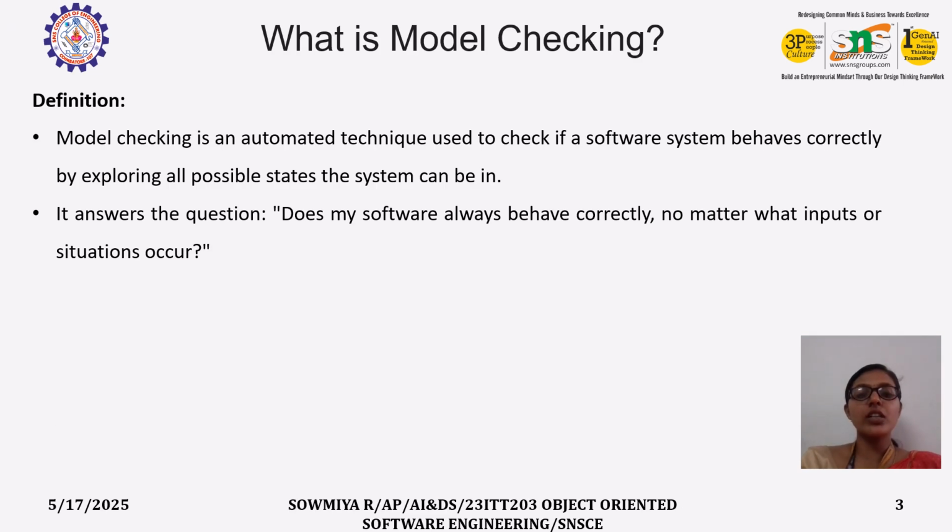Then, what is model checking? Let's define model checking. It's an automated verification technique used to check whether a given system model meets certain desired properties such as safety and liveness by exploring all possible states the system can enter. It answers a powerful question: does my system always behave correctly under all possible inputs and states? This is especially useful in detecting subtle bugs that are hard to catch through traditional testing or code reviews. Unlike testing, which samples the behaviors, model checking exhaustively explores all execution paths.